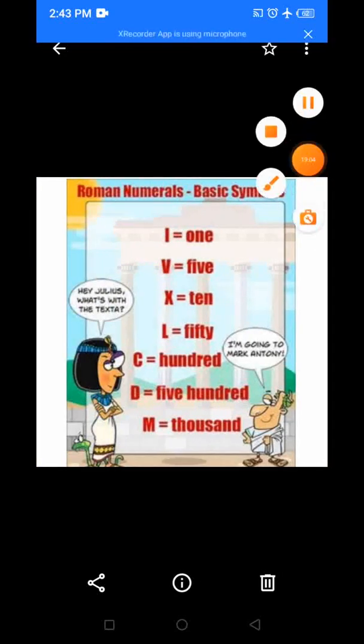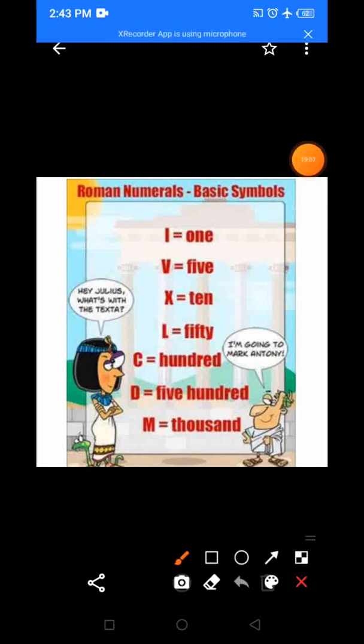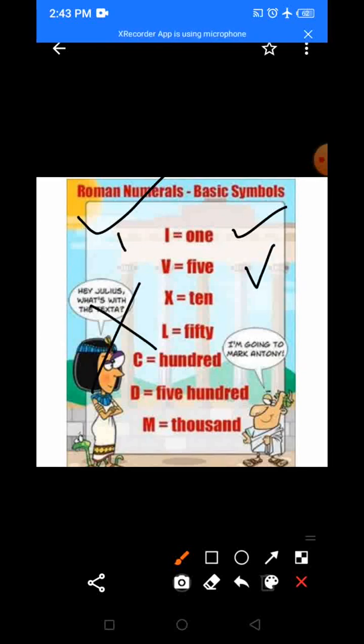Now children, you see here some basic Roman numerals that I have told you before also. This also you will write in your notebook. Roman numerals, some basic numerals. I, that is 1. Then 5, that is V. Then 10, that is X. L is for 50, C is for 100, D is for 500 and M is for 1000. This also you will write in your notebooks. Okay children?